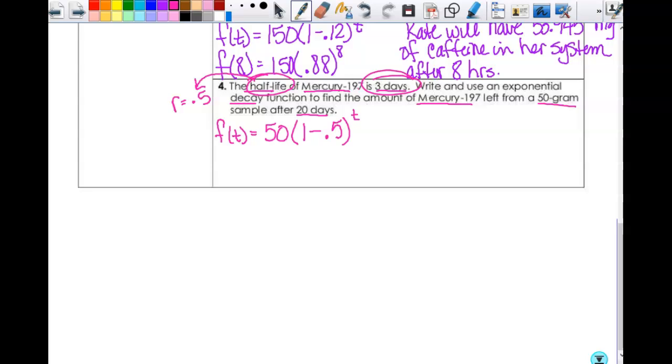Oh no, you divide it because it's a month. So let's say we have 30 days. In 30 days, how many times does it get divided in half? 10, because it's every 3 days, right? So we basically would have to take that 30 and divide by 3.